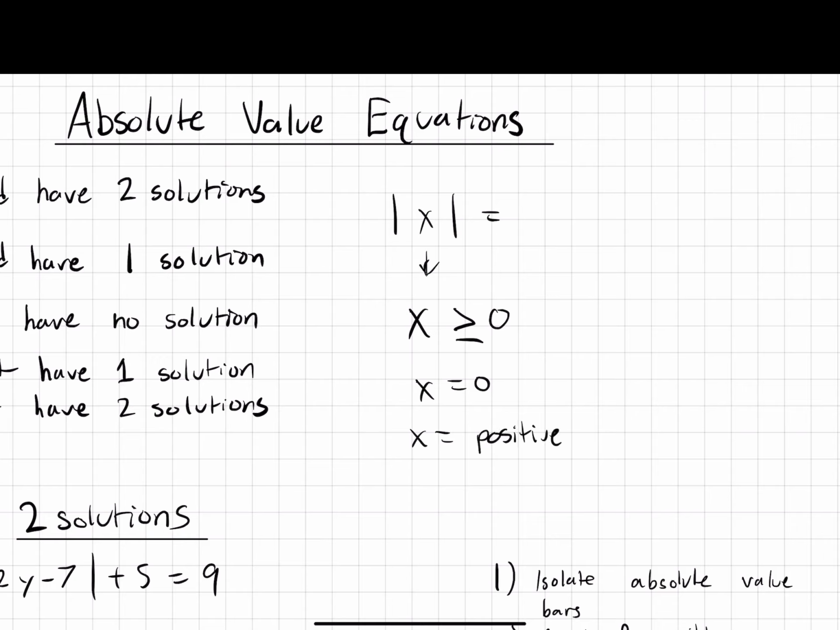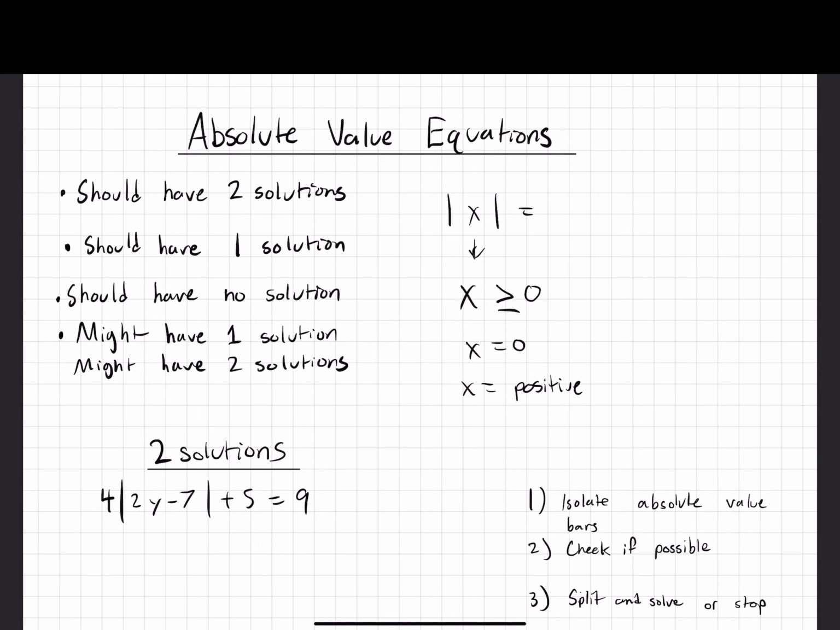If I take the absolute value of a positive number, like say positive 4, I'm going to get positive 4. If I take the absolute value of a negative number, like negative 4, I'm still going to get positive 4. But if I take the absolute value of 0, I'm just going to get 0. What does this tell me? I will never, ever get a negative number out of an absolute value bar. So we already have our solutions that could happen.